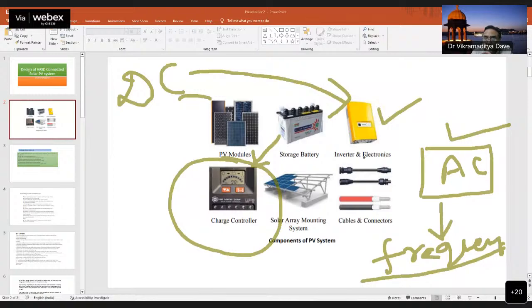So if we want to connect our solar power to the grid, it has to be converted into AC, and that of the frequency 50 Hz, because the grid supply frequency is how much? 50 Hz. So there should be a matching between the frequency of the two power sources. One is the solar power source and another is the grid power source. So the inverter's function is not only to produce AC, but AC of 50 Hz frequency.